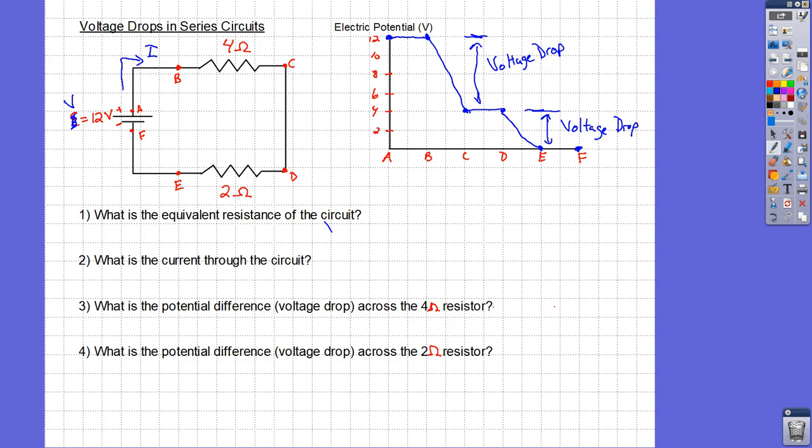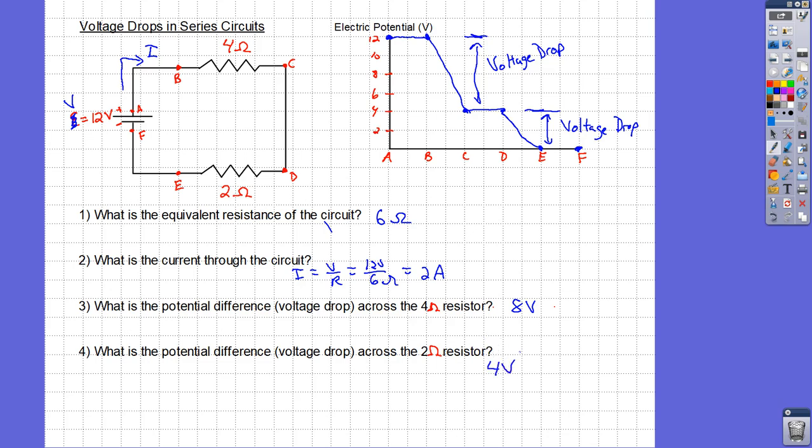The equivalent resistance of the circuit, this is series, so the equivalent resistance is 6 ohms. You just add them up. So the current through the circuit, I is equal to V over R. That's going to be 12 volts over 6 ohms, so we're going to have 2 amps of current. The voltage drop we just reasoned through: for the 4 ohm resistor it's going to equal 8 volts, and this one is going to equal 4 volts.